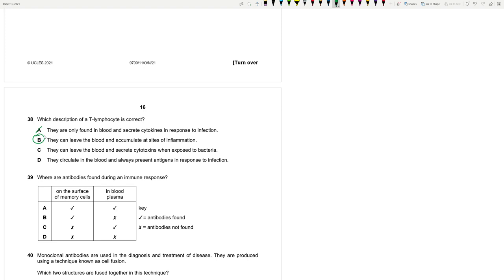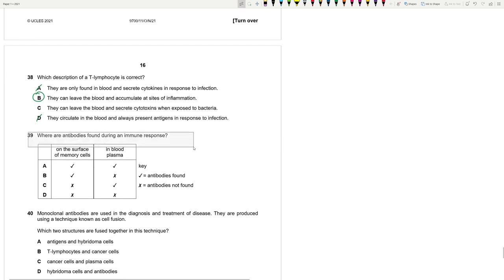They circulate in blood and always present antigens. Typically, antigen presenting cells are macrophages, right? What about C? They can leave the blood and secrete cytotoxins when exposed to bacteria. That's the role of T killer cells, not exposure. They do that to attack bacteria, with the help of a T helper cell. So C isn't entirely correct.